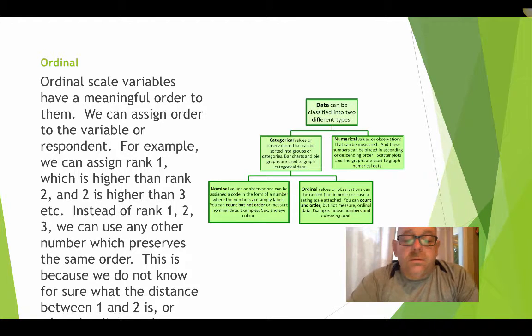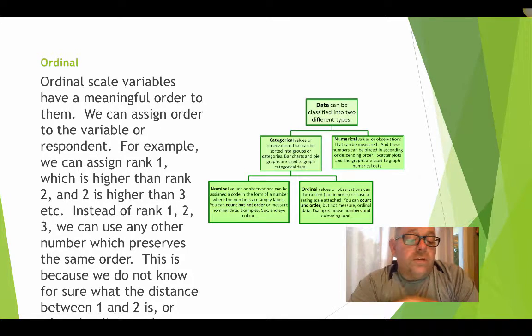Ordinal scale. Okay, values, observations that can be ranked and put in order or have a rating scale attached. You can count in order but not measure. Ordinals like house numbers, swimming level. And you can see over here on the left hand side where, if for example we can assign rank 1, which is higher than rank 2, which is higher than rank 3. Instead of rank 1, 2, and 3, we can use other numbers which preserve the order.